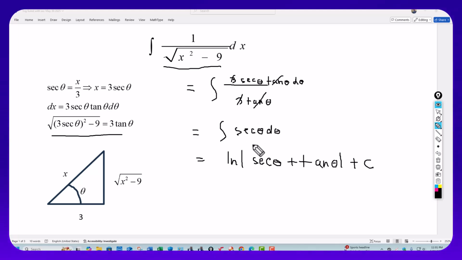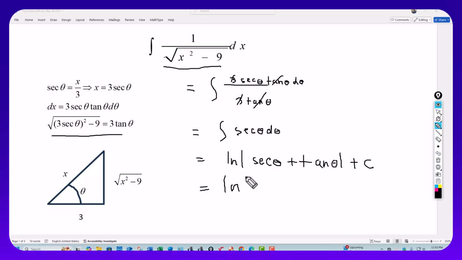So if this came up in another problem you're doing, you could just write it out this way, if the variable is already theta. But remember, in our case, the original variable was x. So the only thing we have to do now is rewrite this in terms of the original variable. And this is where you use the triangle.